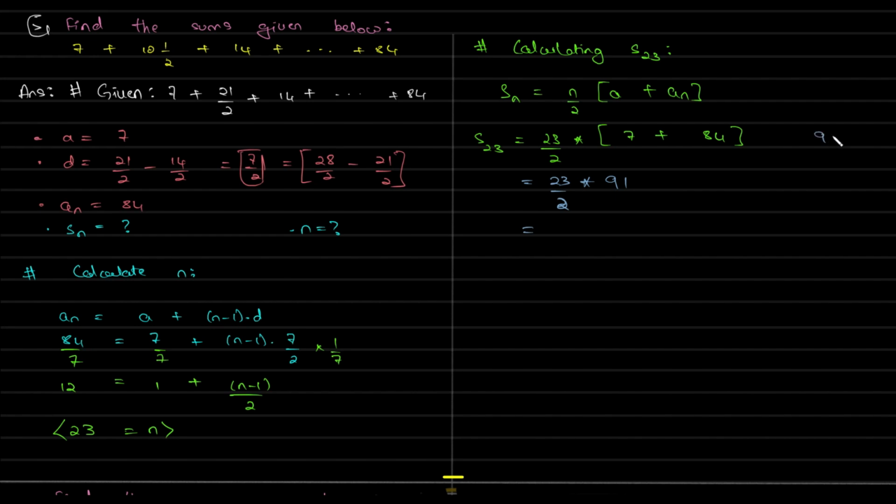91 into 23 is what I have to do. Okay, I did something wrong. Sorry, this is 0. And divided by 2 is 1046.5. Okay, that's your answer. So please pause and have a look. There are a few more problems in the same video. We'll do all of it.